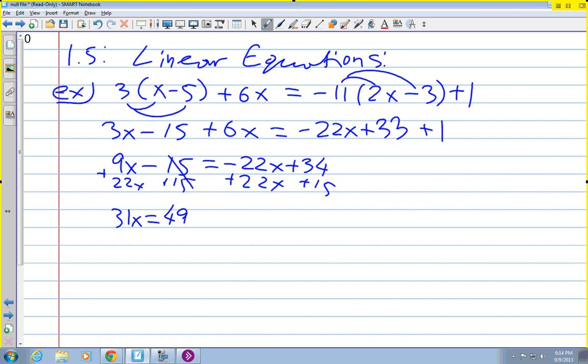Right? Then divide by 31. X equals whatever that is, or 1 and 18 31st, right?